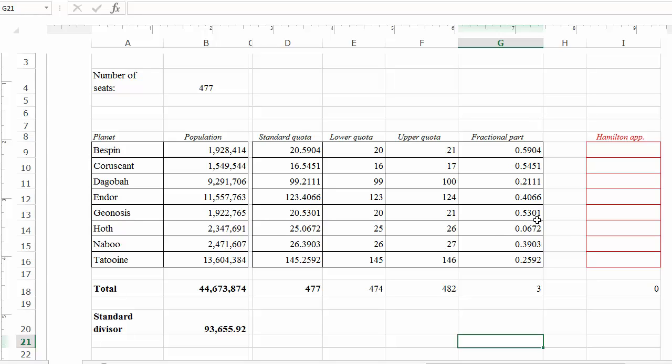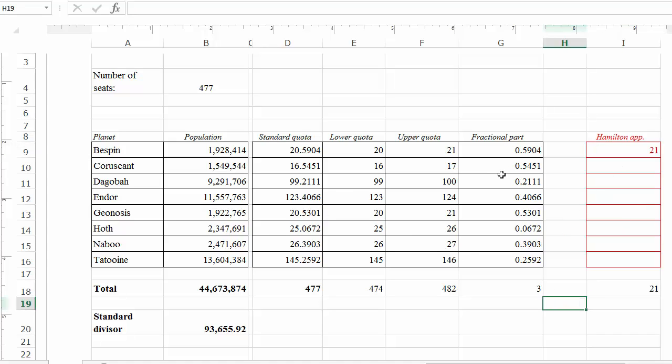So as we look at this, we see that the largest fractional part is clearly Bespin with 0.5904, and so they would get an extra seat. They get the lower quota of 20, but they get an extra seat because their fractional part is the largest. So in fact, they would be rounded up to 21.